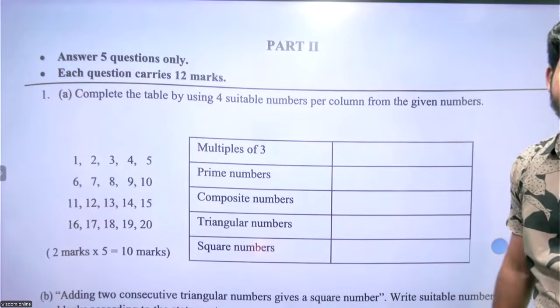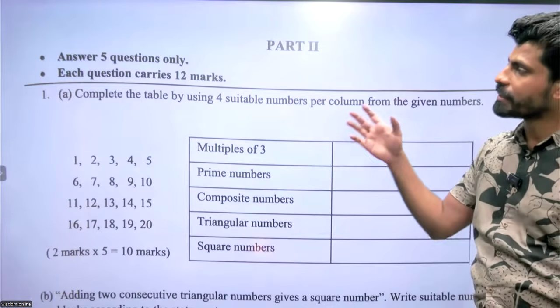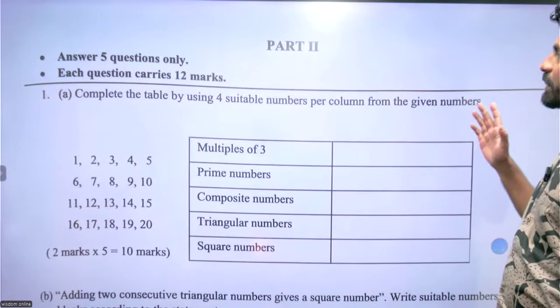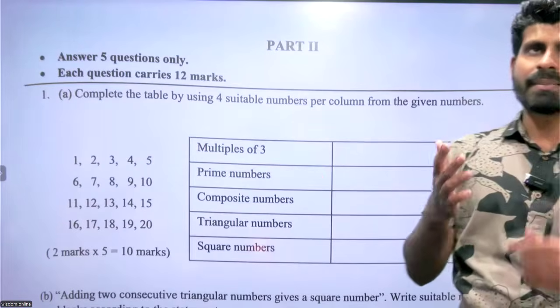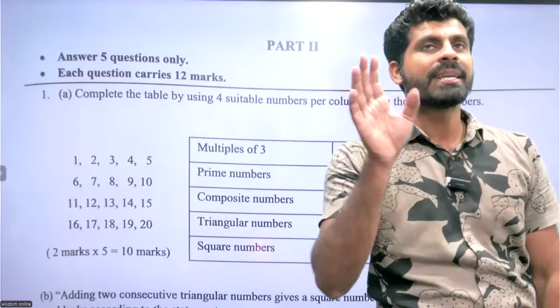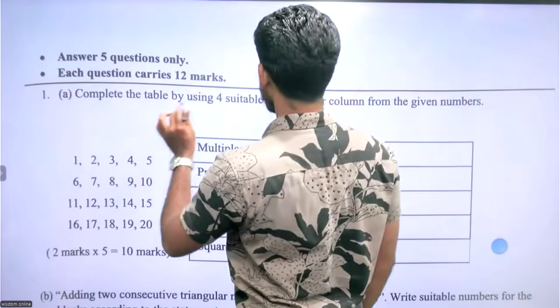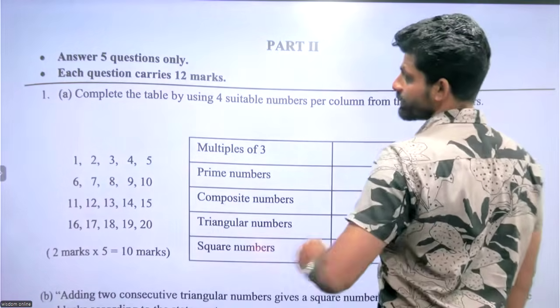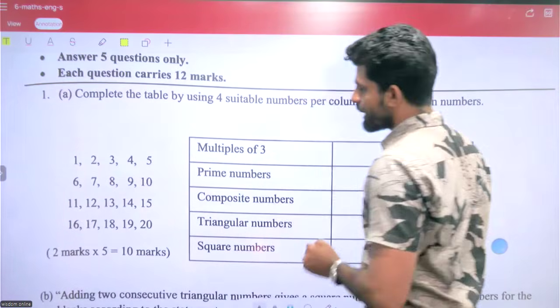I think you can see this one very clearly. Complete the table by using 4 suitable numbers for a column for the given numbers. Multiples of 3. Multiples of 3 means 3 multiplied by 1, 3 multiplied by 2. Now we can do that one.